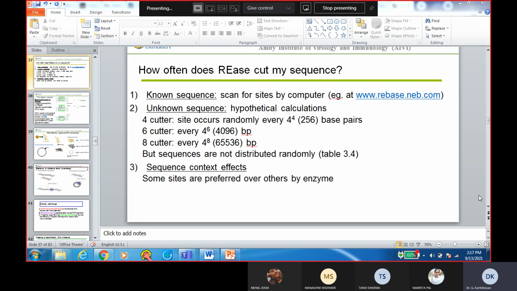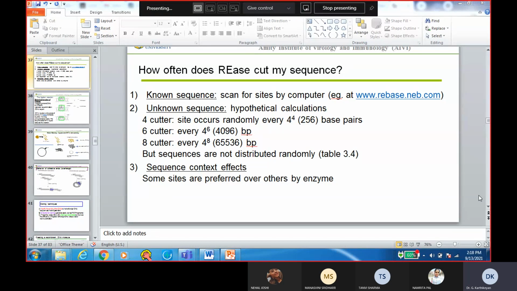Restriction enzymes also come in different types. For example, there are some restriction enzymes which recognize four base pairs. They randomly recognize combinations of four base pairs. Some recognize six base pairs, and very rarely, some recognize eight base pairs. We gave an example of this: four cutter, six cutter, and eight cutters.